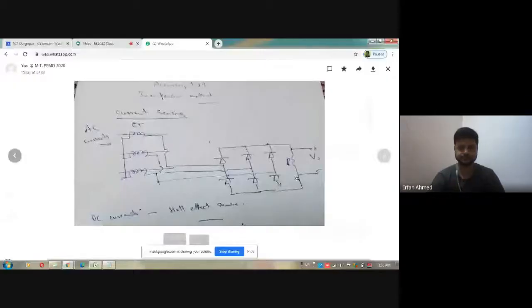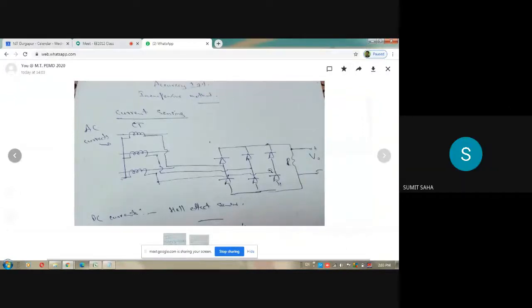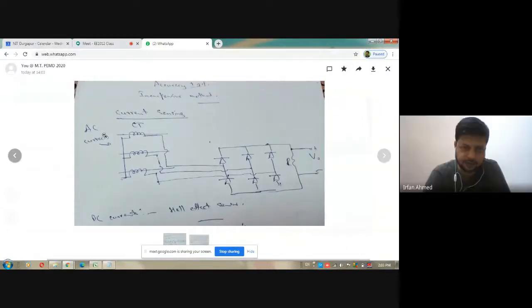And for AC currents, I've shared on WhatsApp. I'm presenting the screen to show you here. Okay, can you see? Yes, Sumit? Yes, sir. So in case of AC currents, what are we doing?